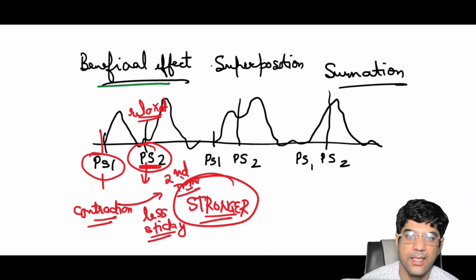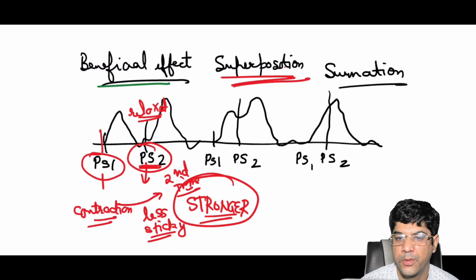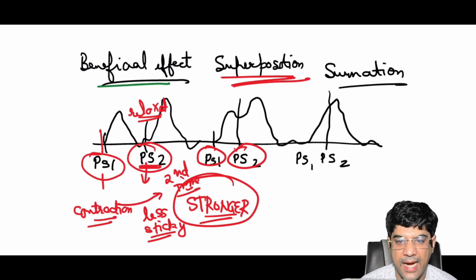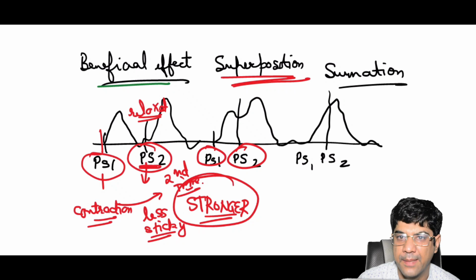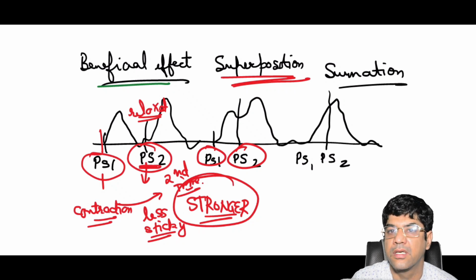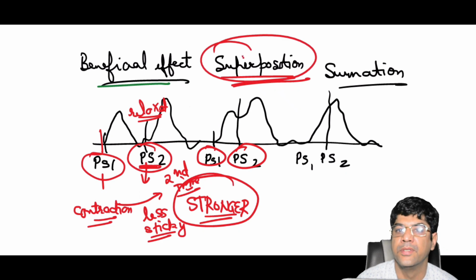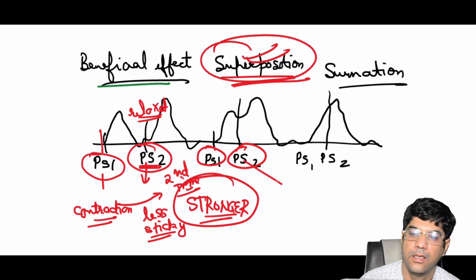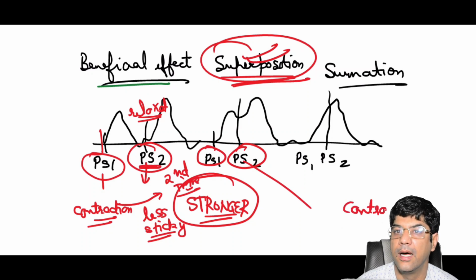The other is superposition. When you apply two stimuli to a muscle and the second one comes during the relaxation period of the first twitch, you get two curves. The second curve overlaps, or is superimposed on, the first curve. This is known as superimposition. So why does that happen? The second stimulus causes the muscle to contract again before it has fully relaxed from the first contraction.